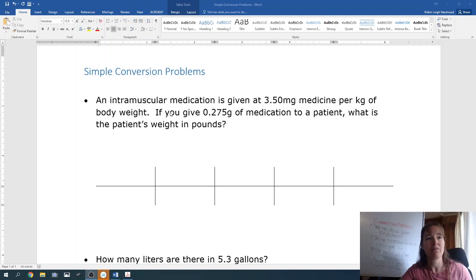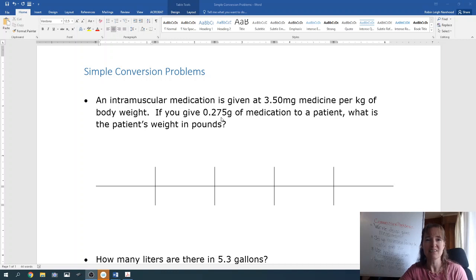Here we have an intramuscular medication. It's given at 3.5 milligrams of medicine per kilogram of body weight. If you give 0.275 grams of medication to a patient, what is the patient's weight in pounds?